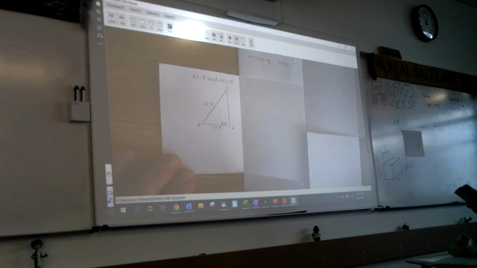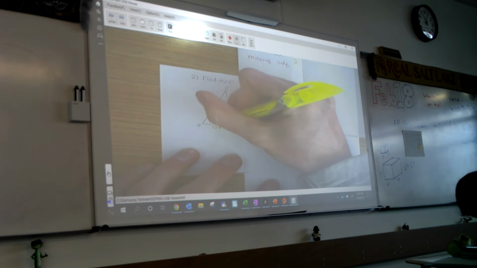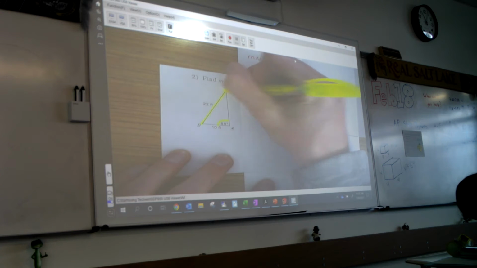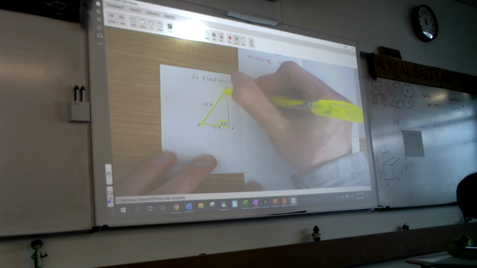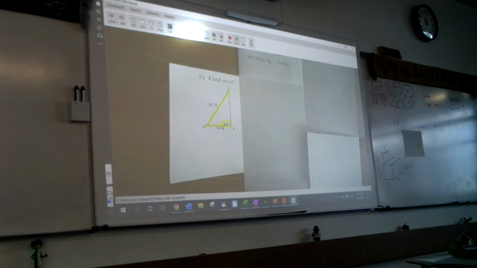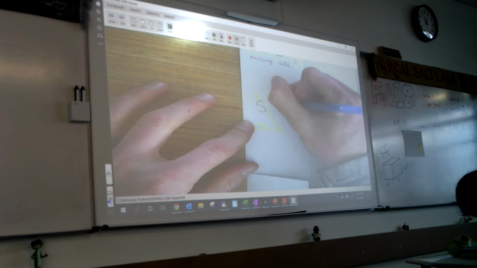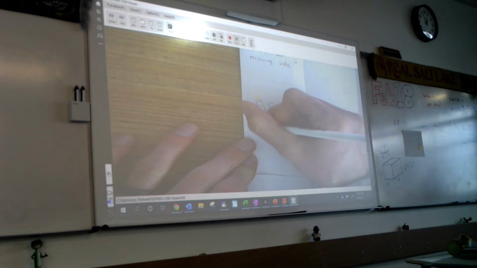All right, let's go to Isaac. Isaac, what are you saying over there? We know angle A, that's this angle, for both of these. We also know side A, great. And then we know this side right here, which is side C. So we are given a side-side angle. Now, if we are given a side-side angle, we can use the law of sines to find another missing angle.